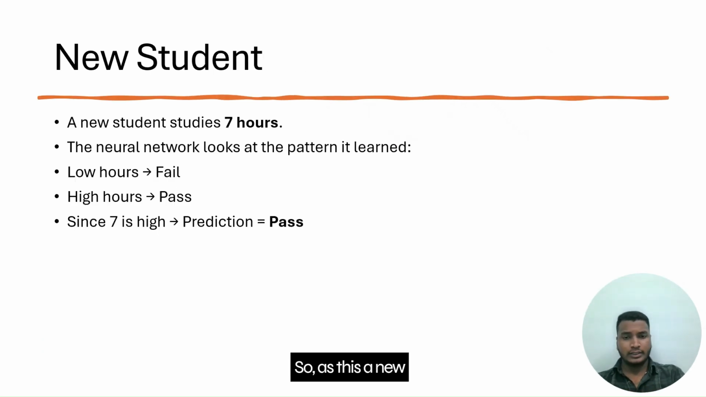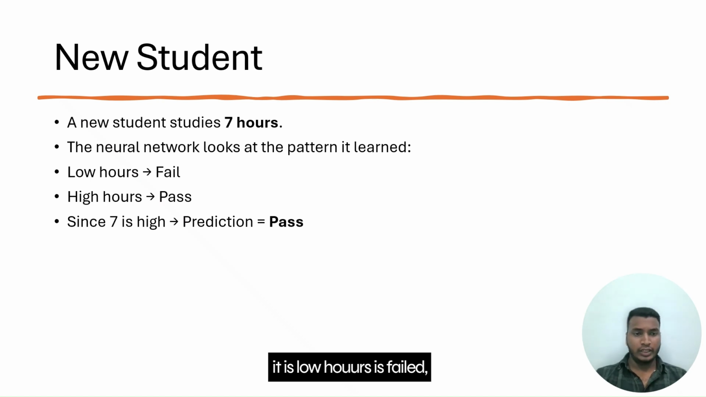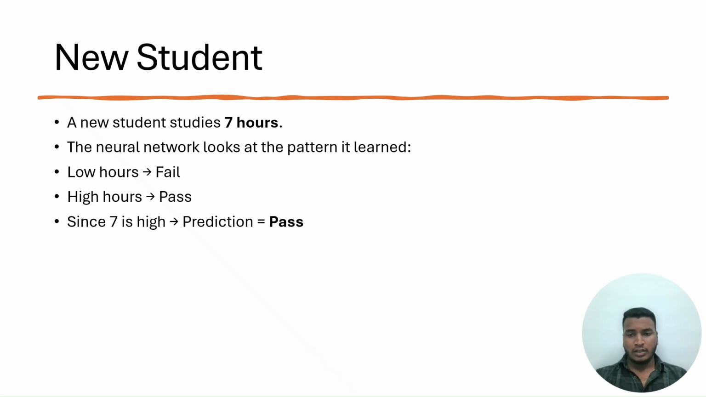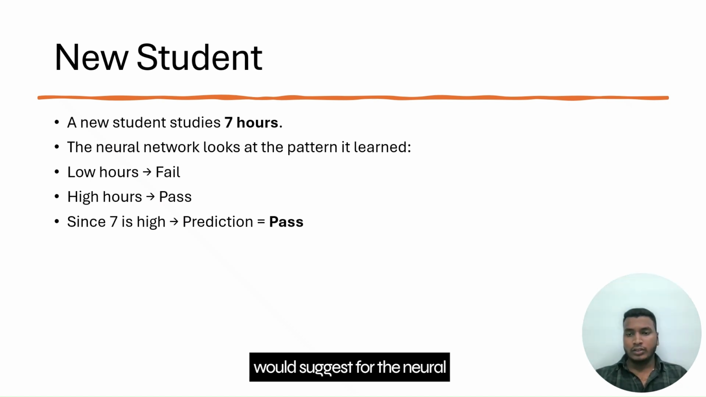So a new student who studied for 7 hours, let's assume, the neural network looks at the pattern it learned: low hours fail, high hours pass. Since 7 is high, its prediction is pass. A real life example I would suggest for neural networks is Google search, face recognition, and recommendation systems.